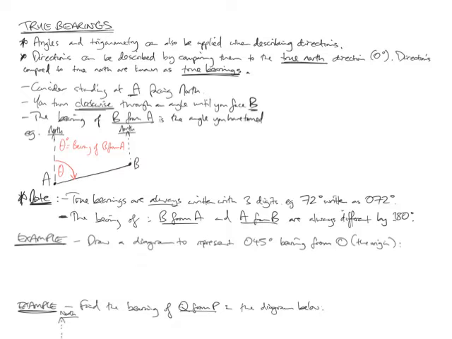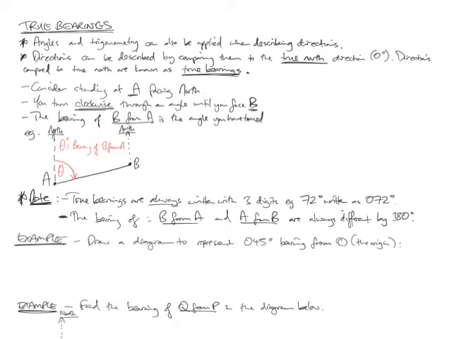So directions can be described by comparing them to true north. Direction at true north will be, in this idea of true bearings, 0 degrees. If you're traveling at 0 degrees, you're going directly north, directly up on a map. So directions compared to true north are known as true bearings because they're compared to true north.